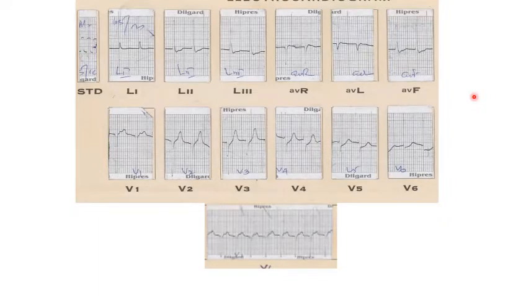Then in AVRT, why is it outside the QRS complex? This is because, sir, in case of AVRT, one part of the circuit is the AV node and another part is the accessory pathway. In the orthodromic variety, conduction goes antegradely through the AV nodal pathway and retrogradely through the accessory pathway. The accessory pathway will take a little time for the retrograde conduction, so the P waves will be visible after the QRS complex.